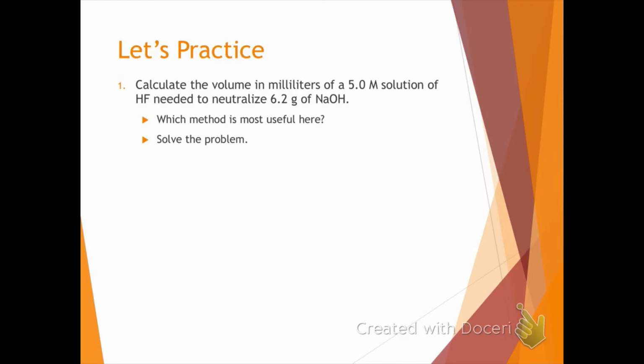On number 1, we want to calculate the volume in milliliters given 5 molar HF needed to neutralize 6.2 grams of sodium hydroxide. Well, on this problem, our base is given as a solid. Its mass is in grams. We can't really plug masses in grams into our shortcut version. So this would be a case where using that stoich method is going to be better.